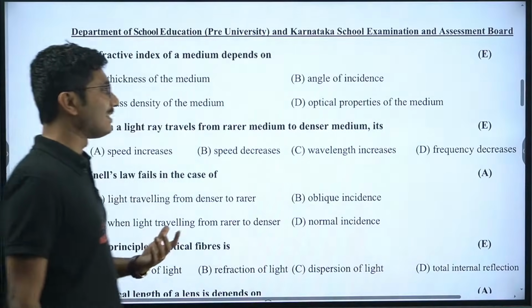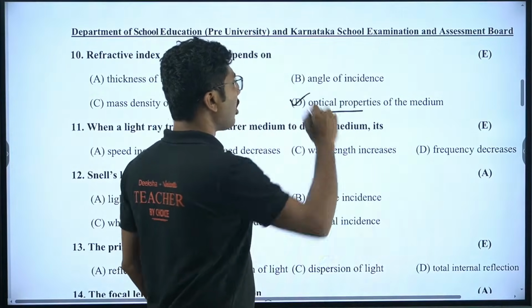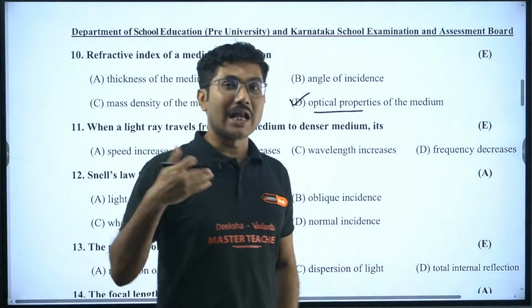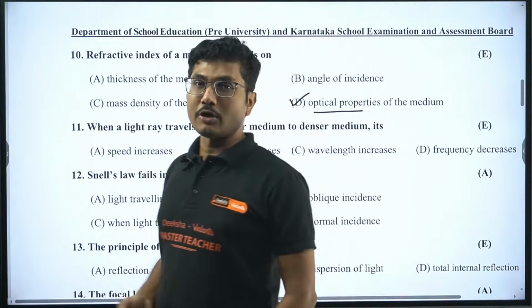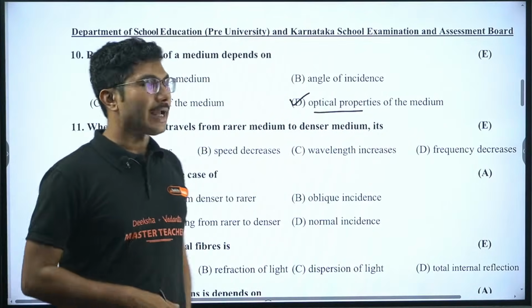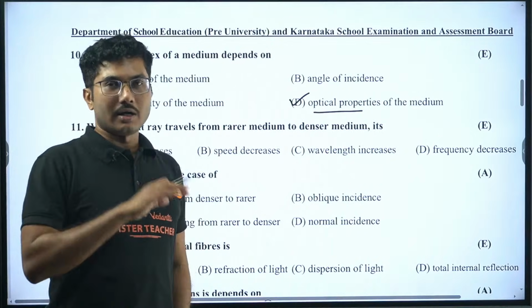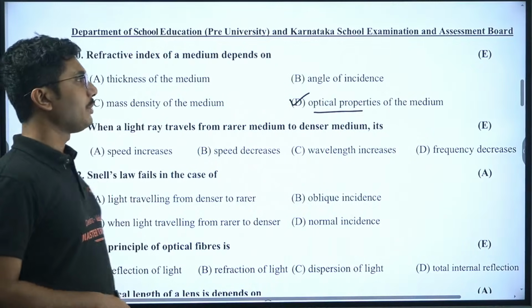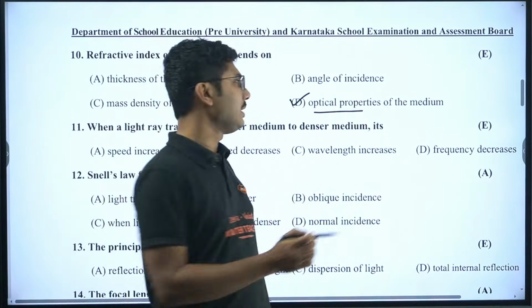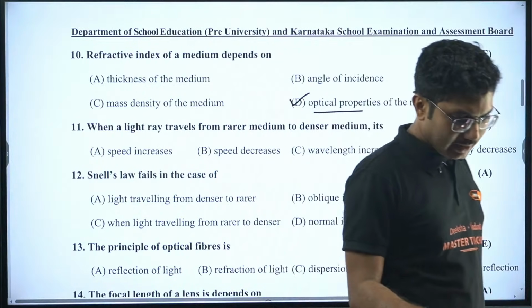Only thing that can change refractive index is the optical properties. Okay, optical properties, how it is allowing a light to pass through it. So it depends on optical properties. And in the reverse sense of the previous question, you can say that refractive index depends on the speed of light in that particular medium, and speed of light changes basically because of the optical properties. Correct answer will be 10D.